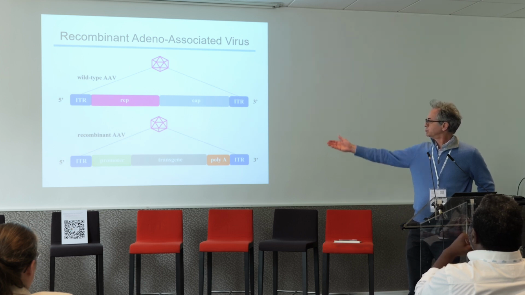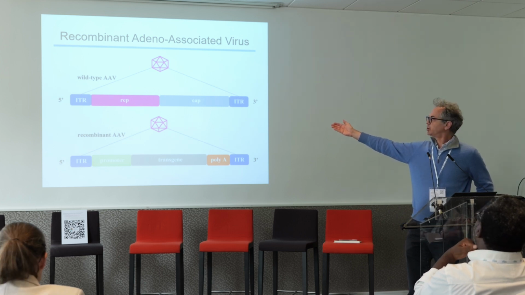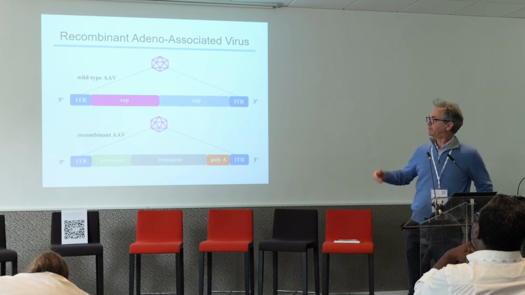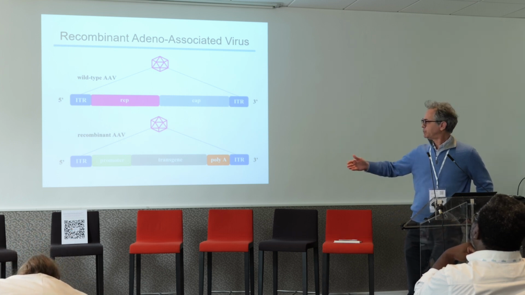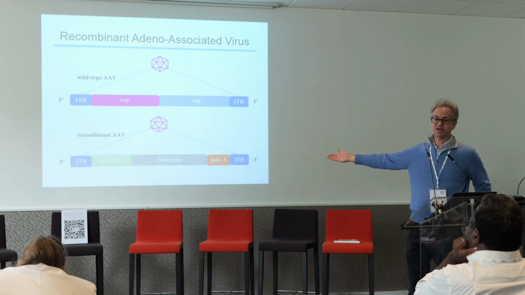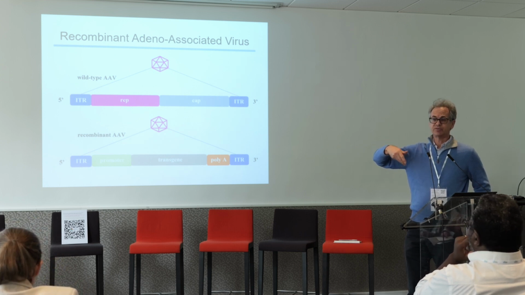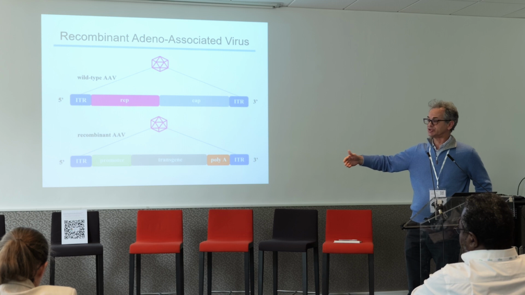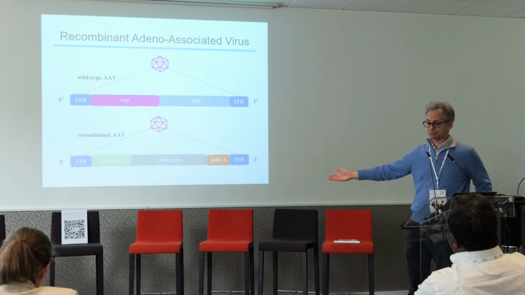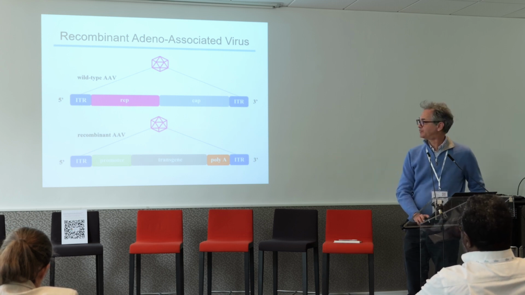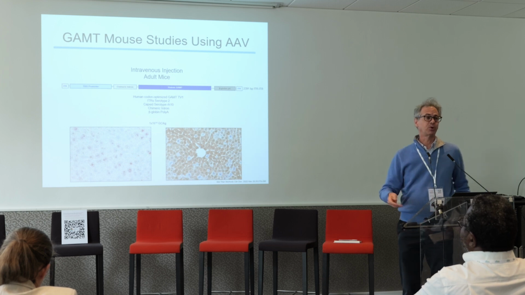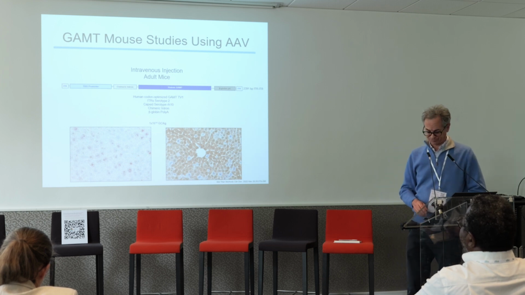In this approach, essentially all the genes from the virus are removed and replaced with what we call a transgene cassette that has regulatory components that then cause expression of the GAMT gene by this virus. So I'm just going to jump right into the data here.